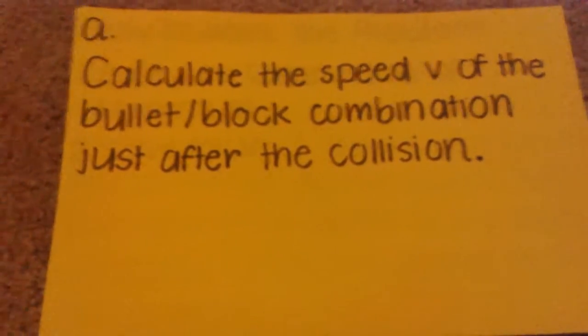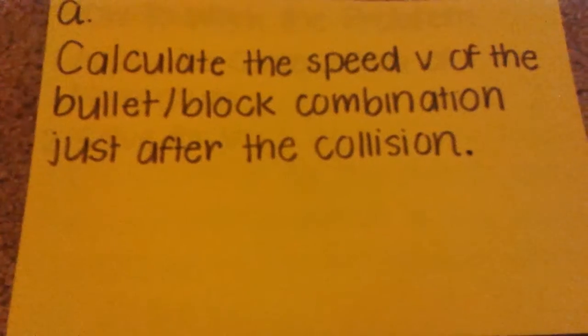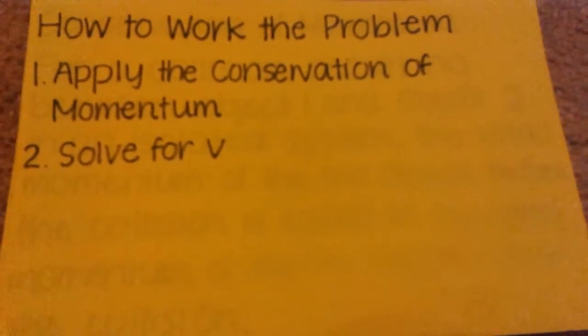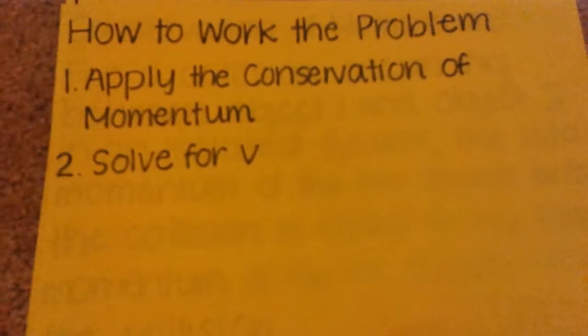Part A of the problem tells us to calculate the speed v of the bullet-block combination just after the collision. Here's how to work the problem. First, you apply the conservation of momentum, and second, you solve for v.